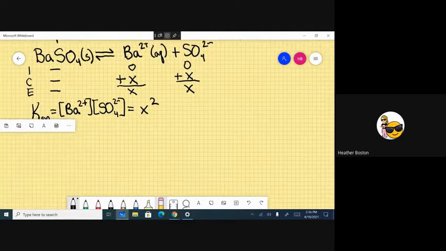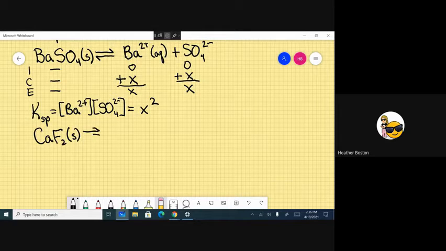Let's do the same thing for a 3-ion salt. Calcium fluoride is very slightly soluble, but we'll get a couple pieces. For this, you're going to get 1 calcium and 2 fluorines.